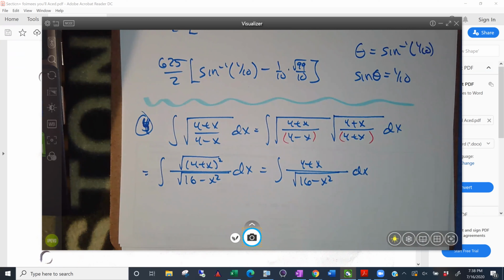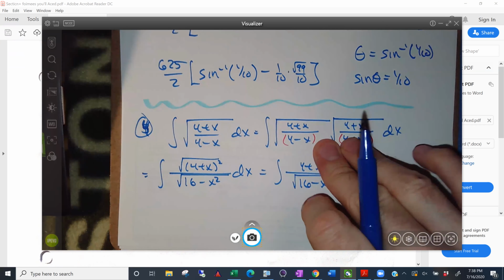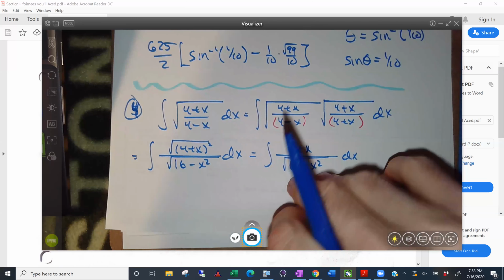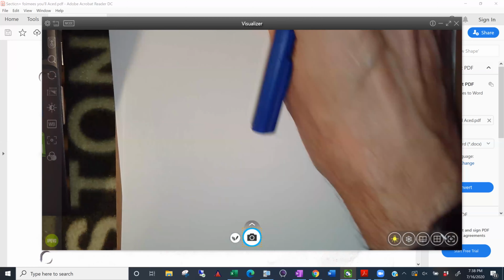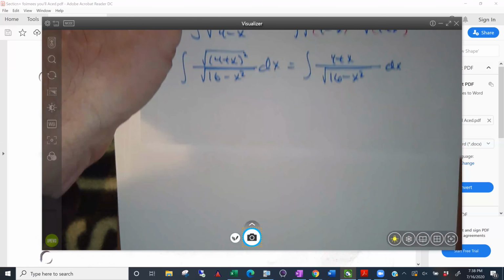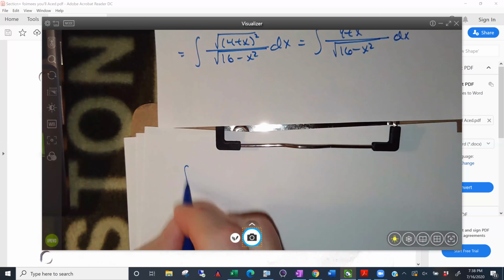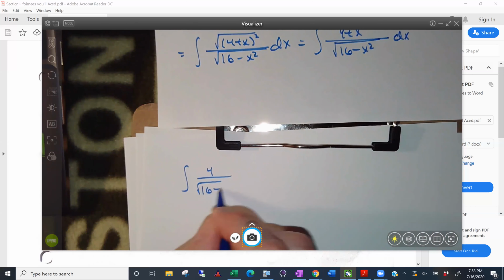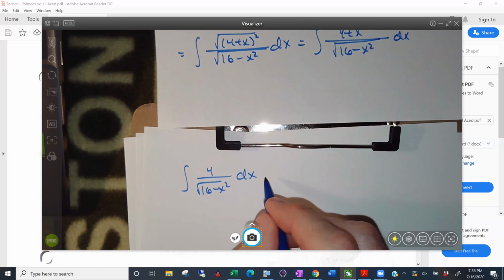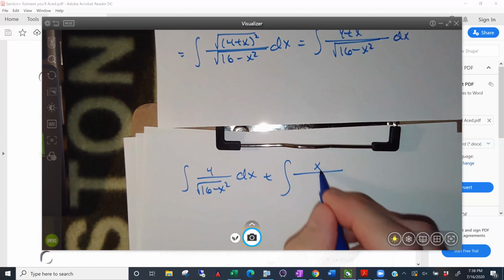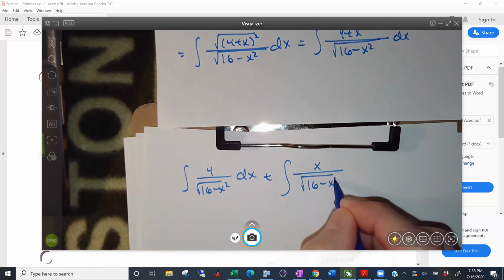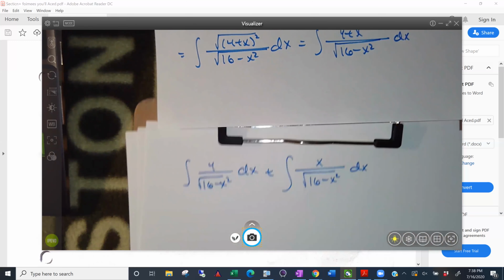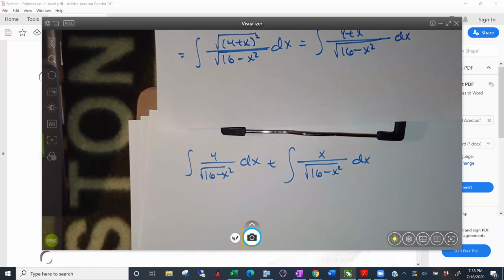And the thing to do is to split up that term. So let's do that. We're going to split this up into two parts. So let me rewrite this as the integral of 4 over the square root of 16 minus x squared dx plus the integral of x over the square root of 16 minus x squared dx. Well, that's good news. That's really good news.